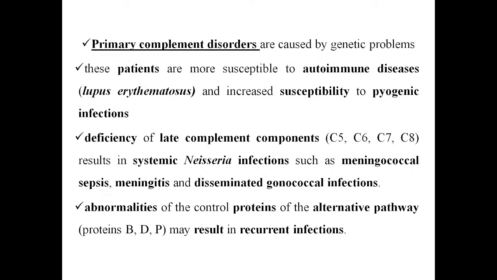Actually, if you remember, complement includes C1, C2, C3, C4, and so on. If there is deficiency in C1, C4 components, or in C2, complement may be activated by the alternative pathway or lectin pathway. In this case, the classical pathway is not activated. But if there is a deficiency of C3 and C5, no pathway is activated.